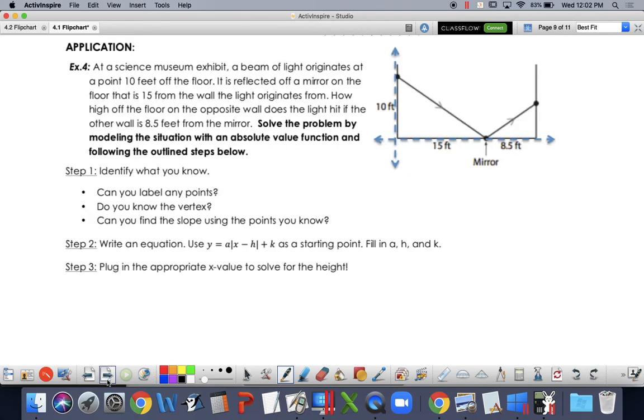Try to spread out our word problems. So at a science museum exhibit, a beam of light originates at a point 10 feet off the floor. It is reflected off a mirror on the floor that is 15 feet from the wall the light originates from. How high off the floor on the opposite wall does the light hit if the other wall is 8.5 feet from the mirror? All right, so obviously this is a word problem using absolute value functions.